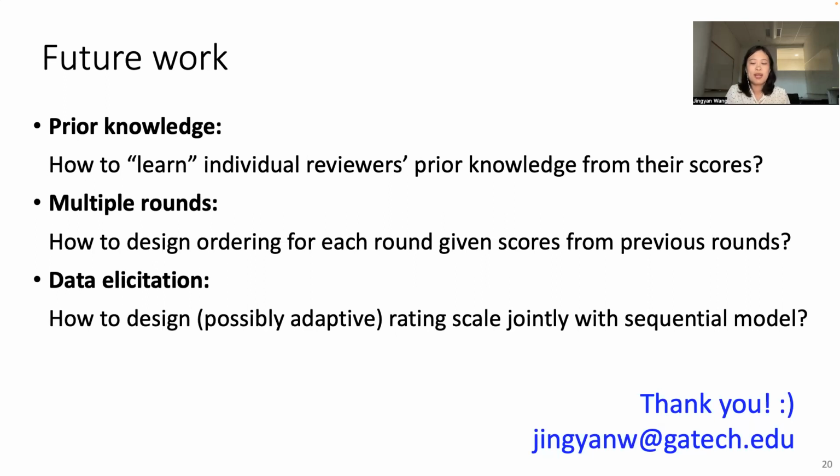And finally, in the experiment, we showed a linear scale of 10 bins, but we can actually consider more sophisticated data elicitation schemes where, for example, we can design an adaptive rating scale joined with a sequential model. It could be the case that in the beginning, the judges don't have much information. So it makes sense to use a coarser scale, versus towards the end of the sequence, the judges have more information. So maybe it's better to use a finer scale at that point.